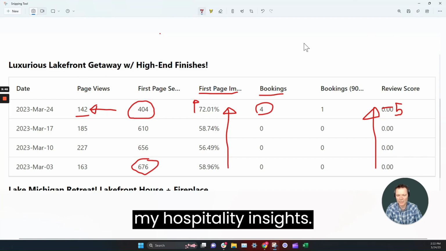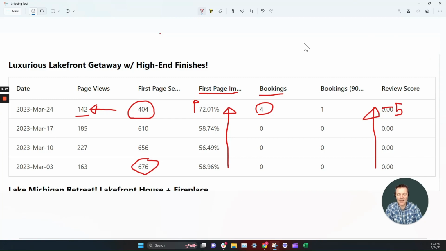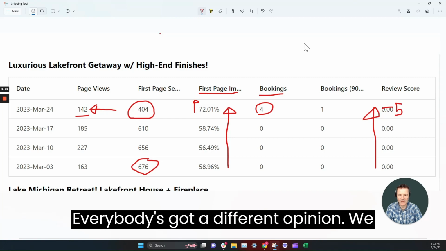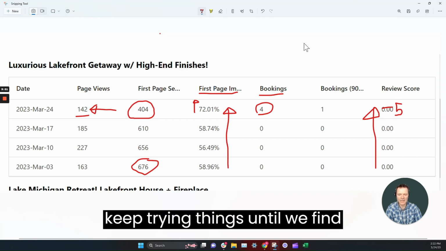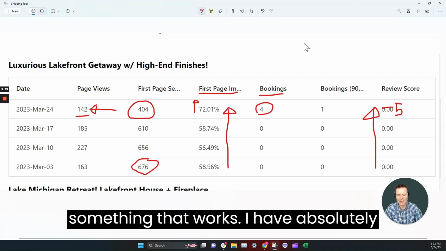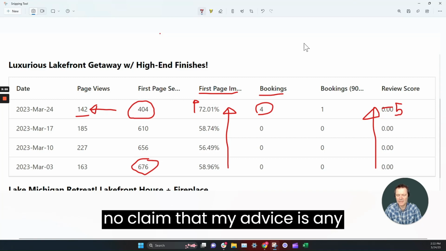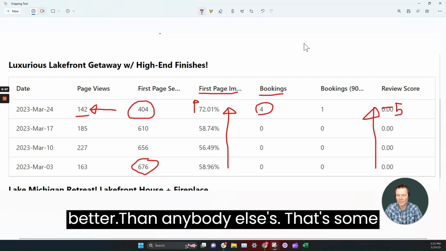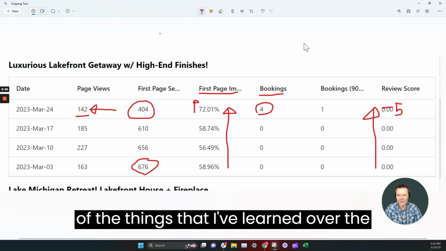So that is my hospitality insights. Everybody's got a different opinion. We keep trying things until we find something that works. I have absolutely no claim that my advice is any better than anybody else's. But that's some of the things that I've learned over the time.